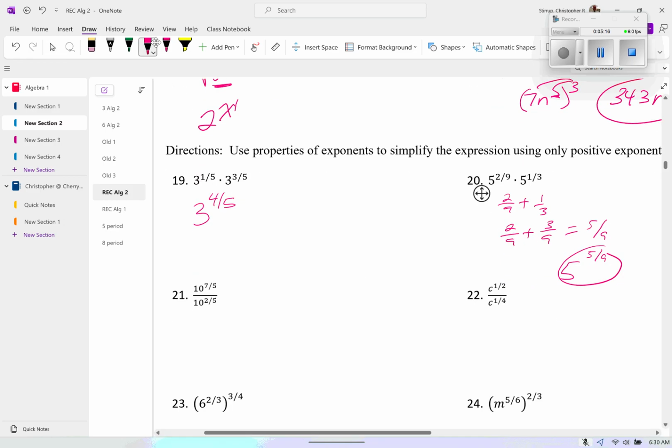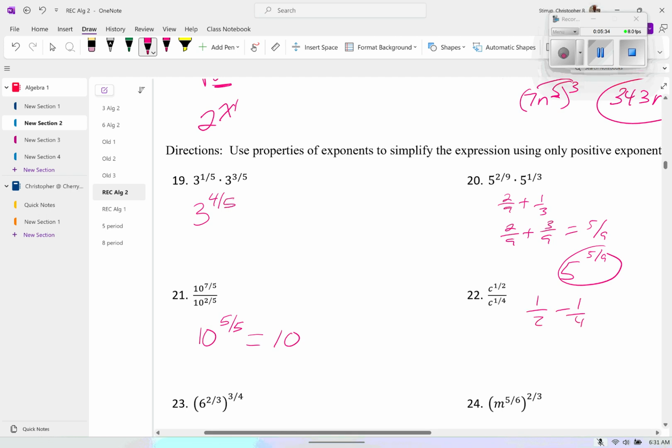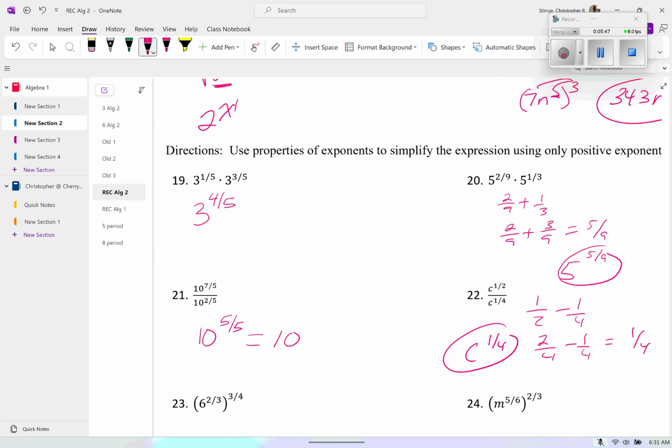This one, we're going to add our exponents together. So, or actually, we're subtracting them, tug of war. So 7 minus 2 is only going to get 10 to the 5 fifths, which is just 10. This one, we're going to go ahead and subtract the exponent. So it's 1/2 minus 1/4. Let's get a common denominator. So we're going to get 2 over 4 minus 1 over 4. So that's just 1/4. It's positive, so it's c to the 1/4. If it's negative, it would be down on the bottom.